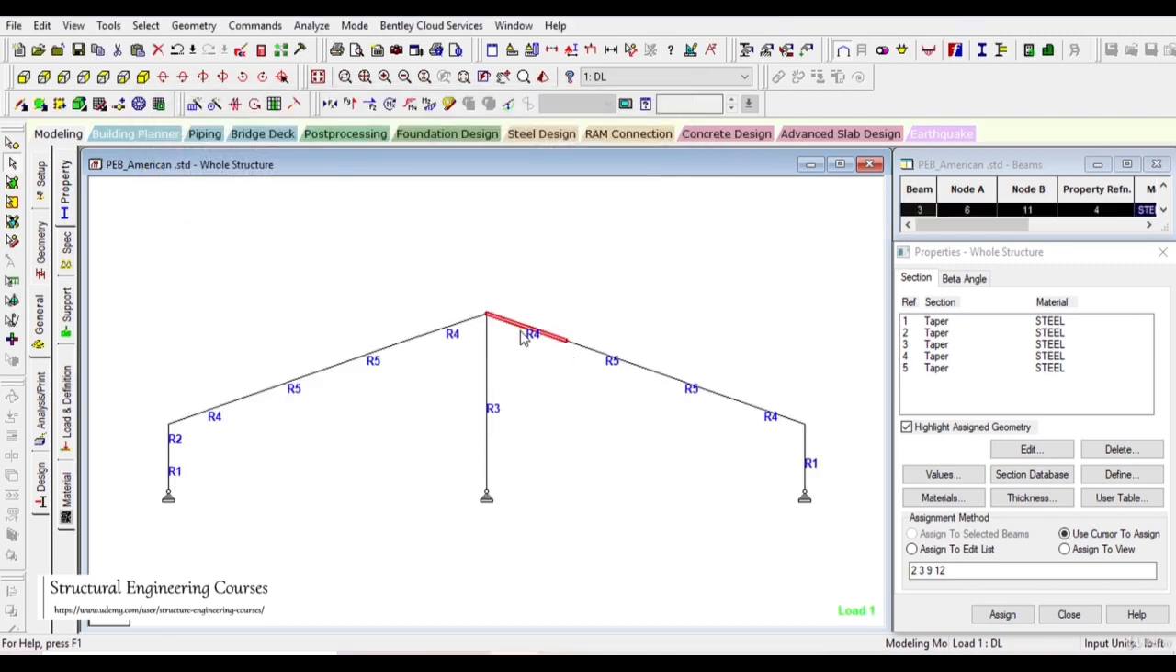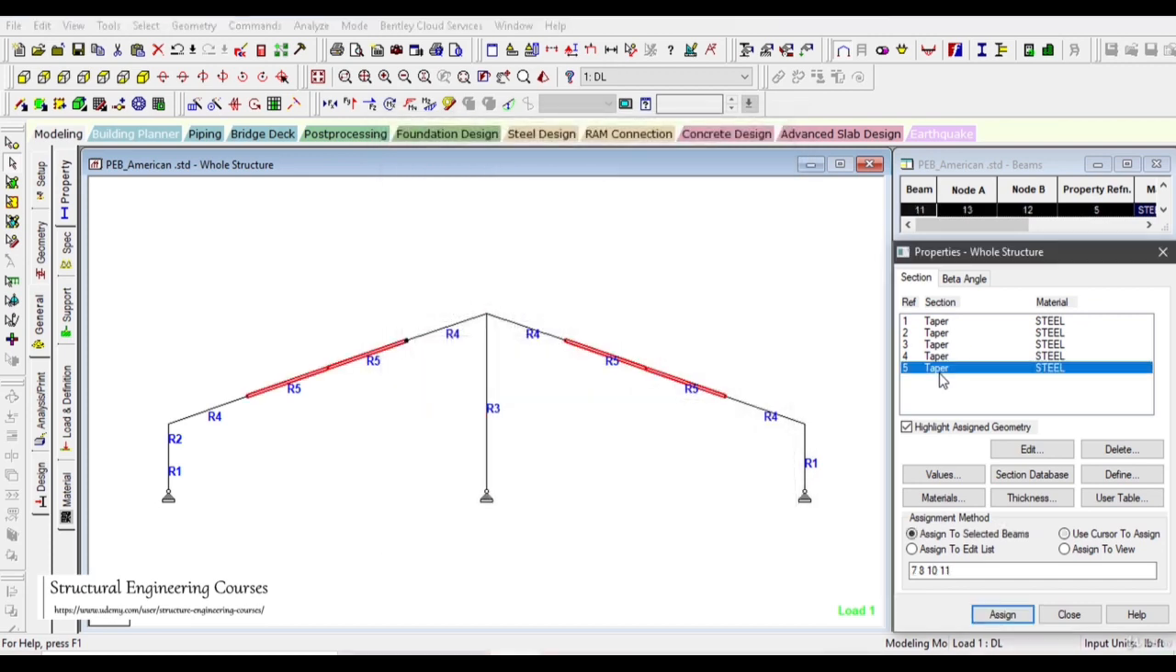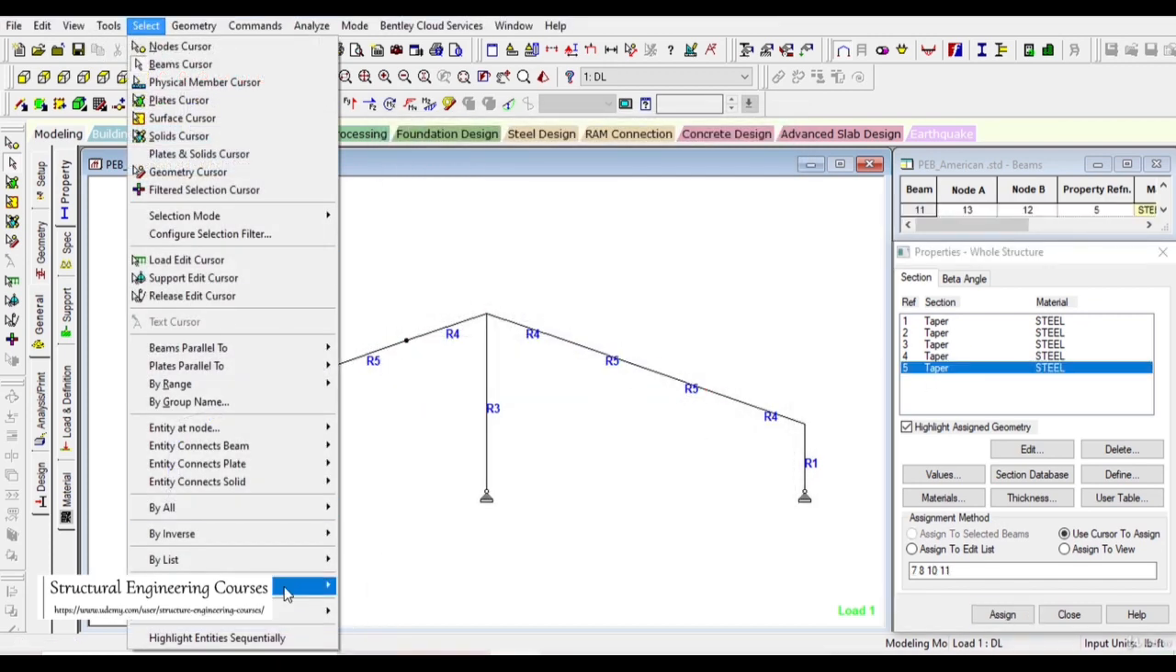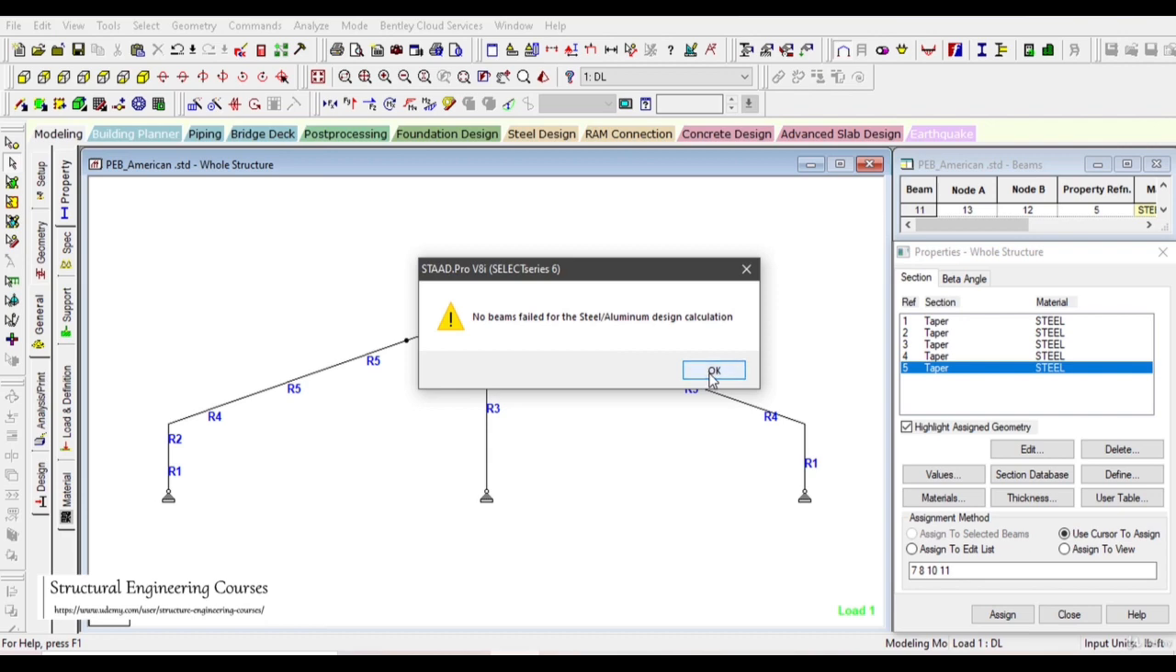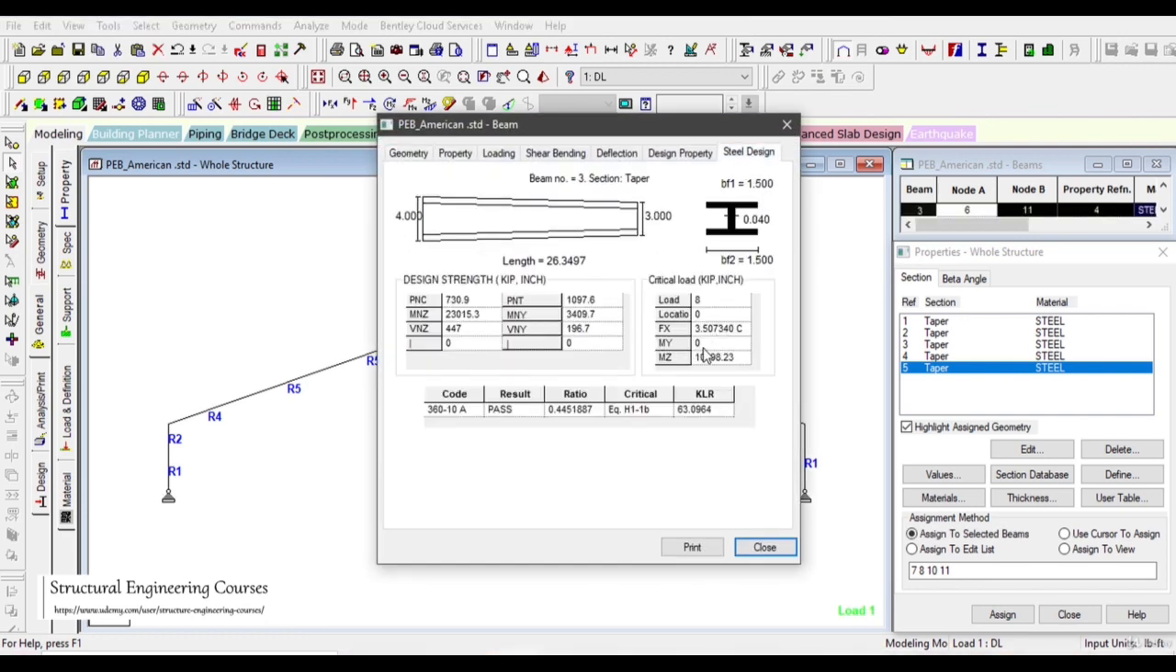So if you see the ratio here, now the ratio has decreased drastically. So now the members are highly safe here. So now we can see that all the members are now passing. We can go to select by specification all failed beams, and we can see here that there is no contribution of MY, only there is contribution of MZ.